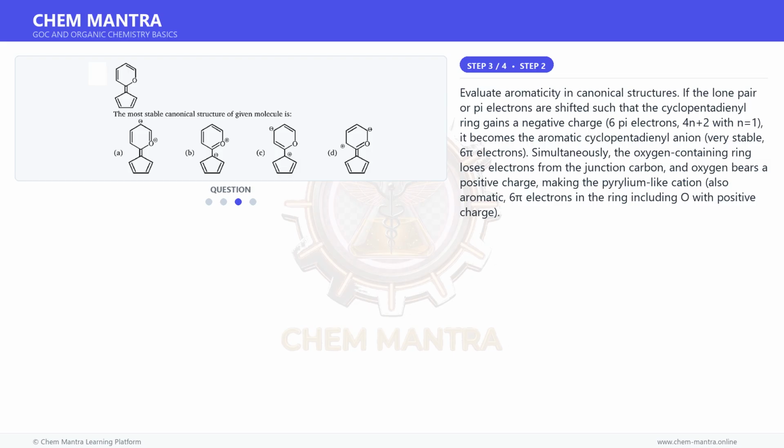electrons. Simultaneously, the oxygen-containing ring loses electrons from the junction carbon and oxygen bears a positive charge, making the pyrylium-like cation, also aromatic, 6 pi electrons in the ring including O with positive charge.